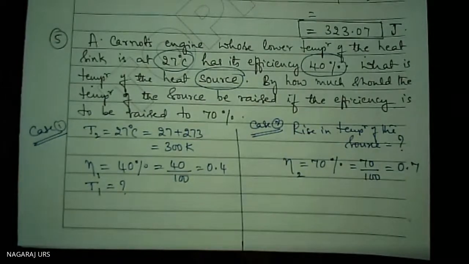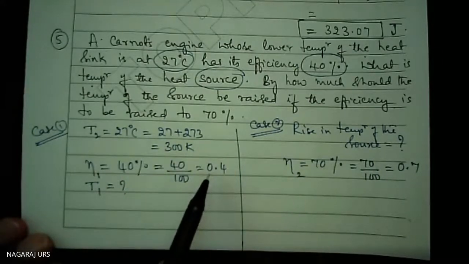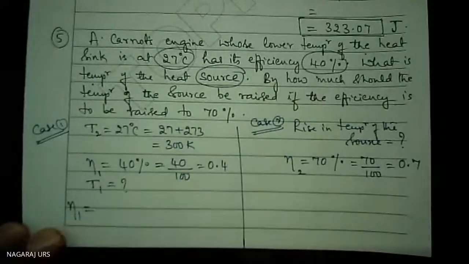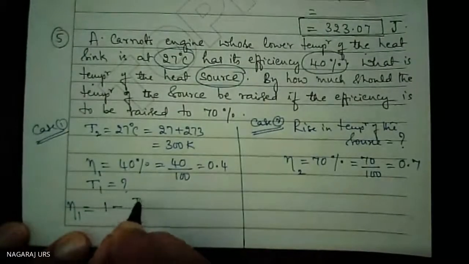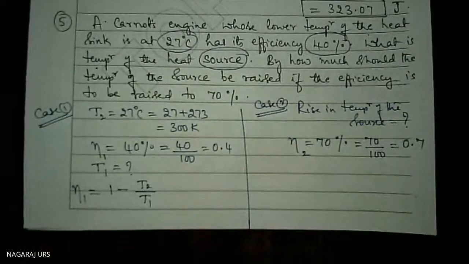Yes, this is T1. T2 is given. Efficiency is given as 0.4. Now I will write the formula for the first efficiency: 1 minus T2 divided by T1. So can't you do the substitution and calculation here to get the answer for T1?